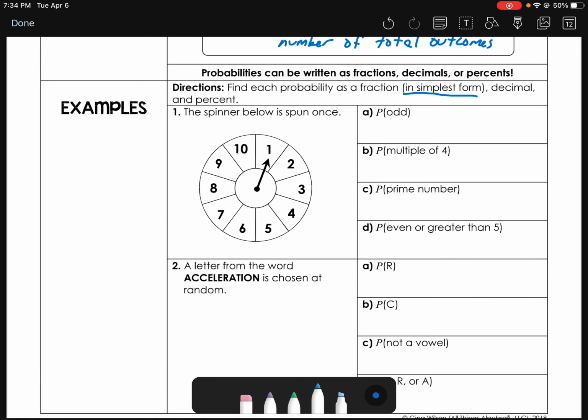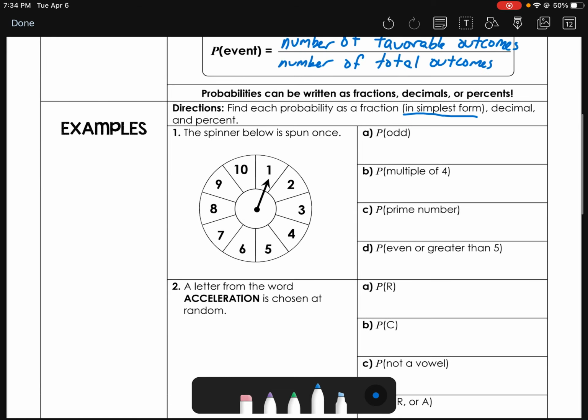So we have a spinner here. It is spun once. What is the probability that the event is odd? Well, looking at this, we can see that we have 10 possible outcomes here. It could be 1, 2, 3, 4, 5, 6, 7, 8, 9, 10. So we know it's going to be out of 10. Now, how many favorable outcomes are there? Well, I have 1, 3, 5, 7, and 9. That's 5 possible favorable outcomes. Instead of 5 over 10, though, we're going to simplify that. I can take a 5 from the top and bottom to be 1/2.